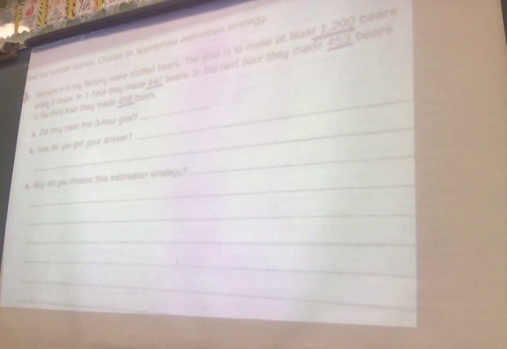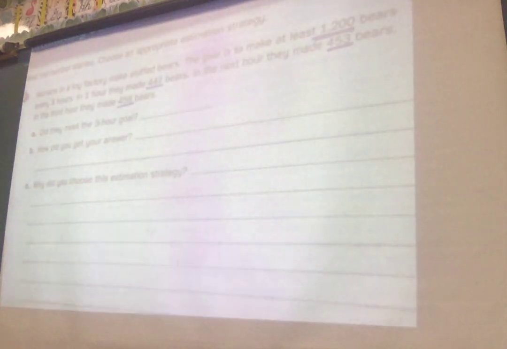All right, so let's solve it. Let's first do an estimation strategy. So if we are going to estimate, raise your hand: which estimation strategy would you like to use? We want to find out if they are going to be able to meet their goal, so we want to make a really precise and close estimate. So do you want to use front end estimation, rounding estimation, or close to estimation? Avery? We want to use close to estimation. All right. So let's go ahead and do that together.